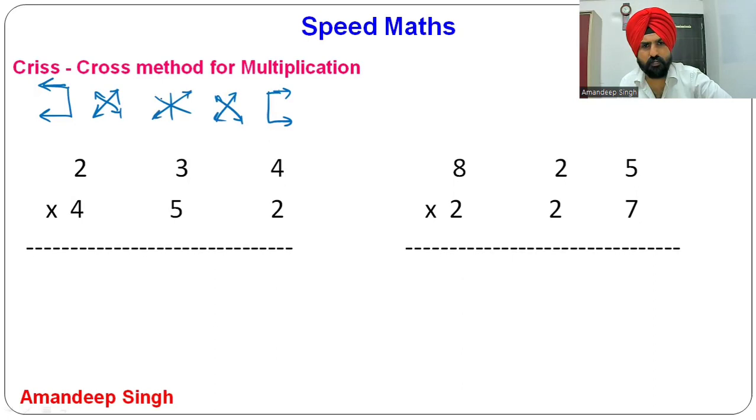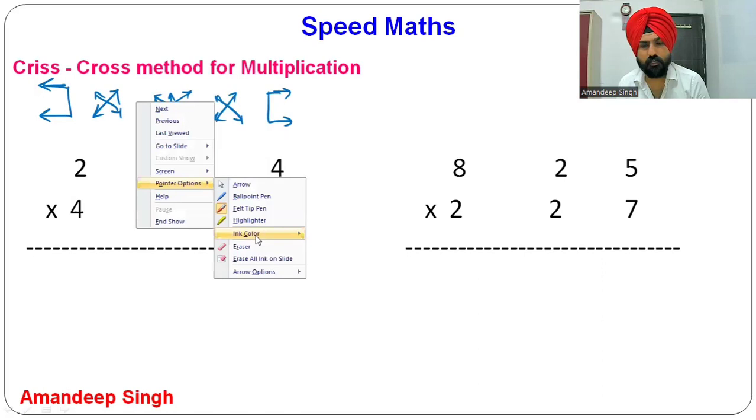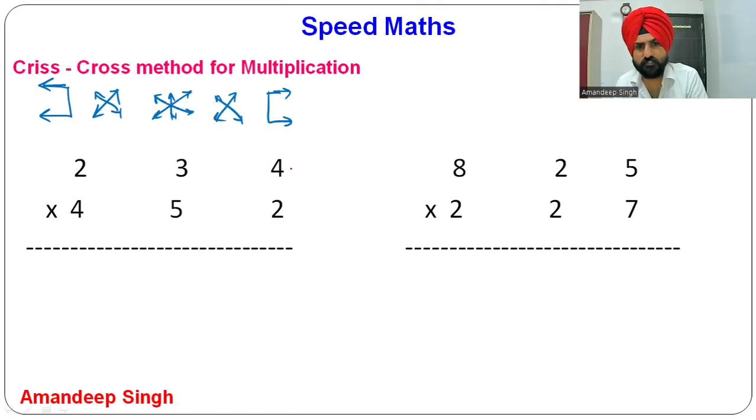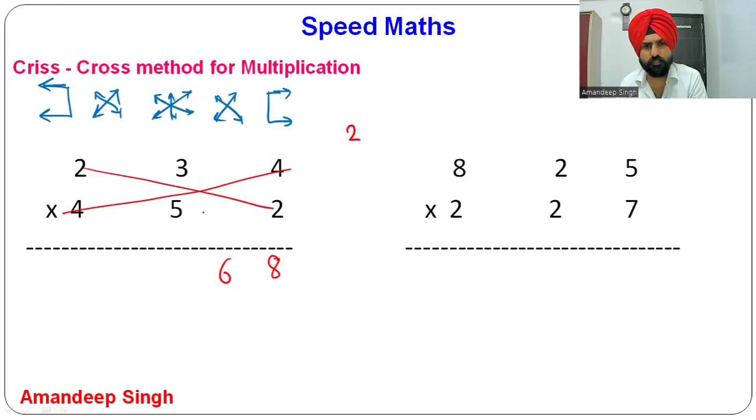So just give a try, pause this video, and then check your answer once you get your answer. So first thing, first step. What is 4 2s are? It is 8. Second step, 5 4s are 20. 20 plus 6 is 26. I will write 6 and 2 will be carry. Right? Now, third step, that is multiplication of extremes. 4 4s are 16. 16 plus 4 is 20. 20 plus 15 is 35. 35 plus 2 is 37. Carry over 3.